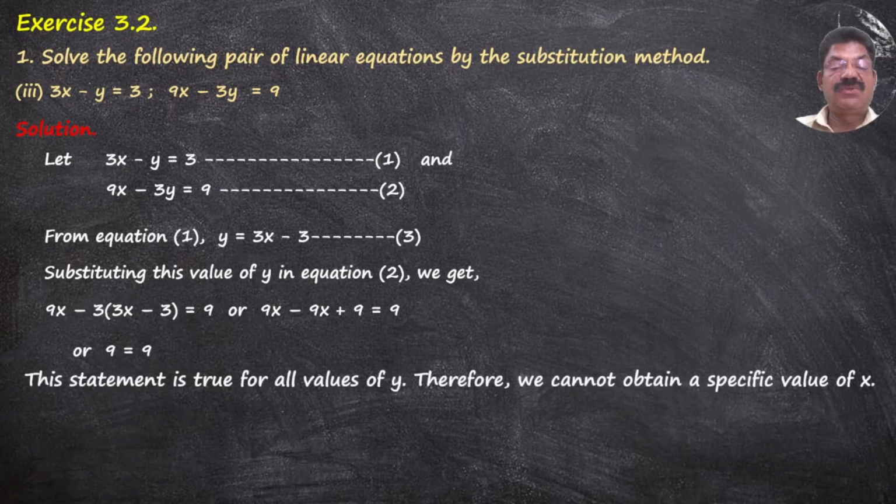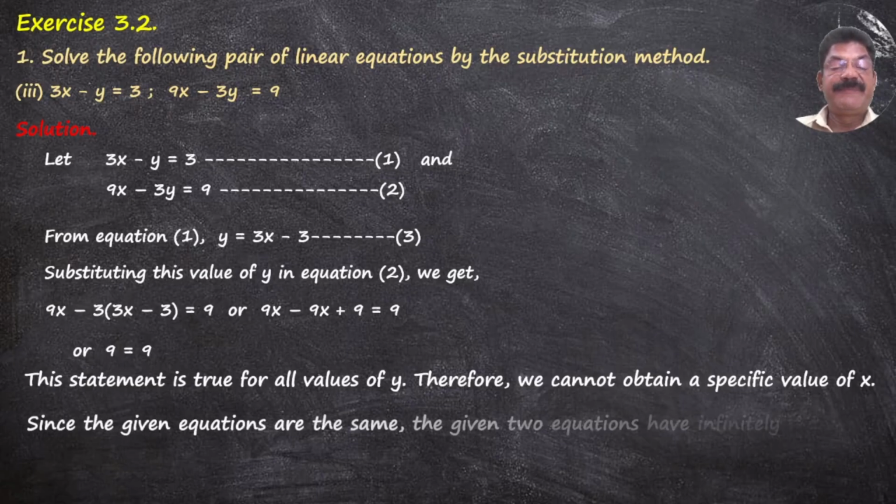This statement is true for all values of y. Therefore, we cannot obtain a specific value of x. That means what? The given equations are the same. The given two equations have infinitely many solutions. You look at the equations: 3x minus y equal to 3. The second equation can be obtained simply by multiplying the first equation by 3. Therefore, both are one and the same.